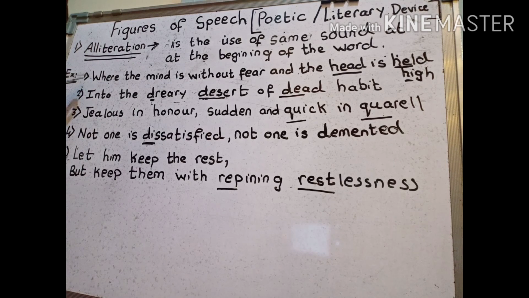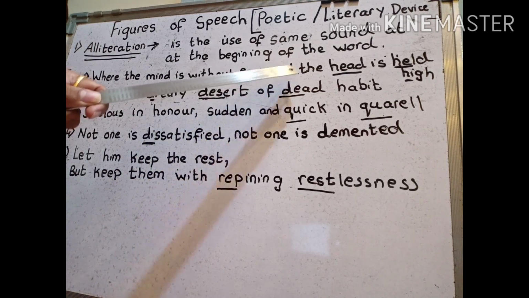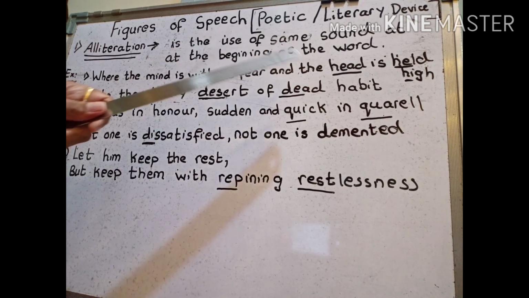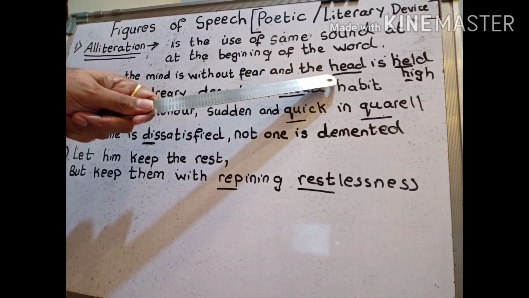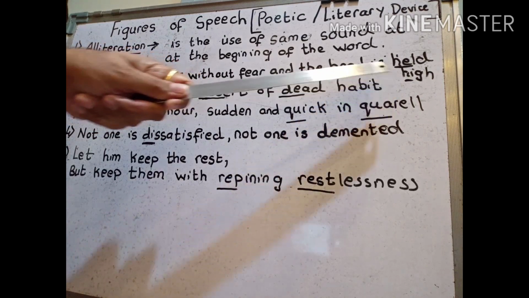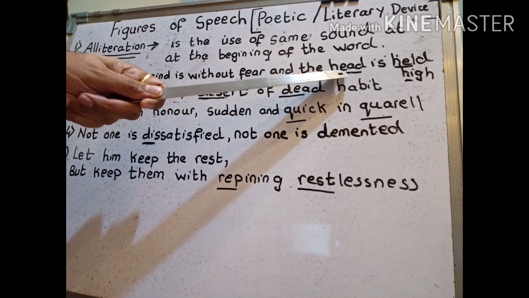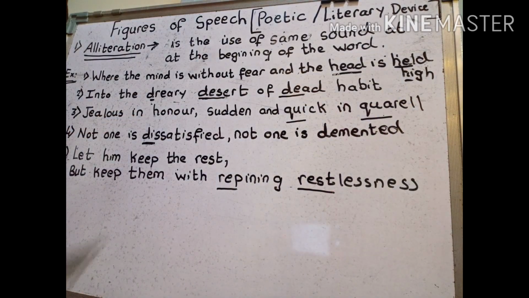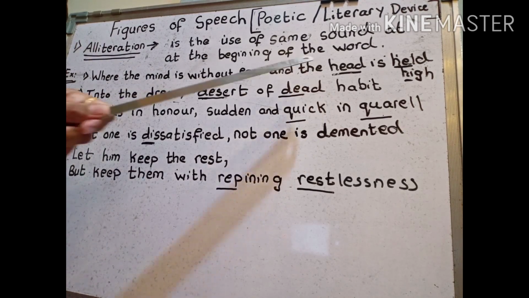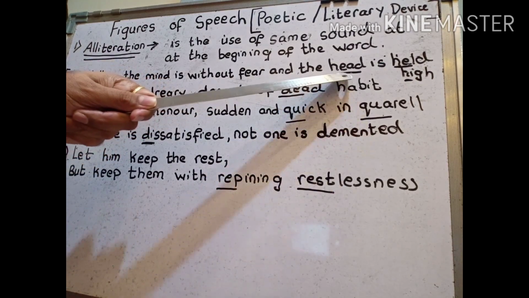The first is from the first poem itself: where the mind is without fear and the head is held high. Students, you can see over here the sound of h is repeated: head is held, head held. The sound h is repeated at the beginning of these words, head and held. That's why we call this alliteration.